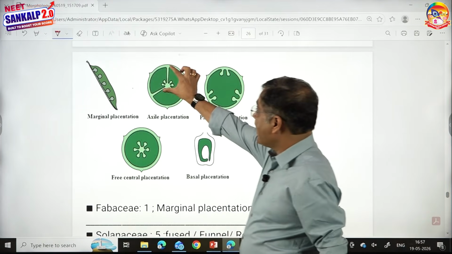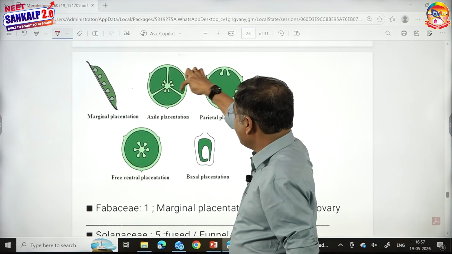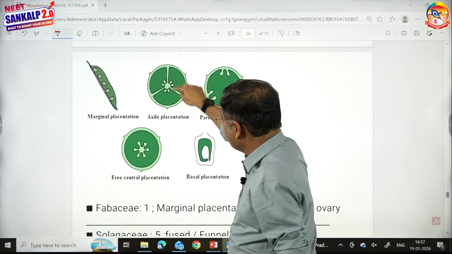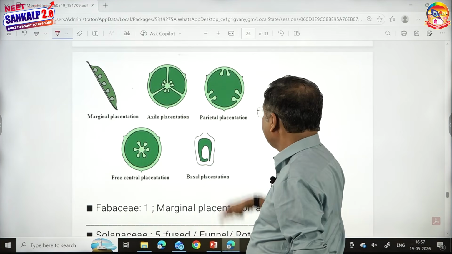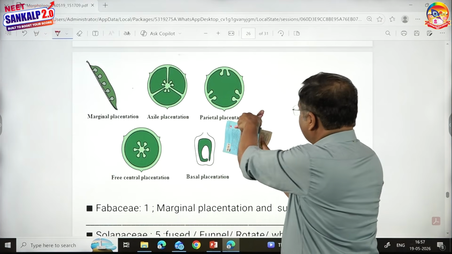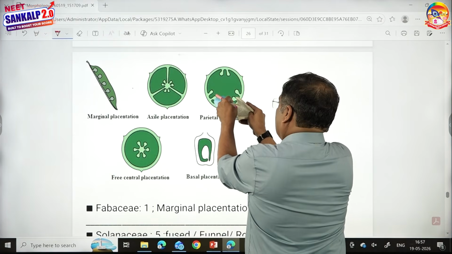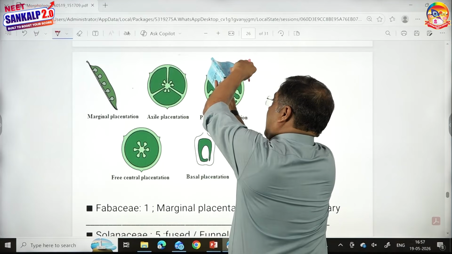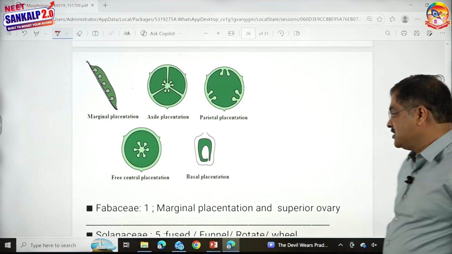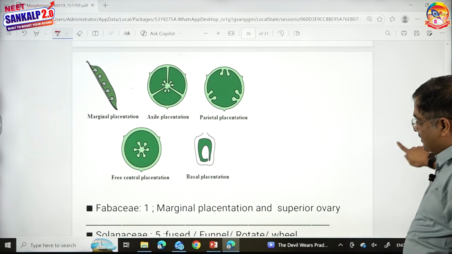All right, this is one carpel, dorsal suture, ventral. One more carpel, dorsal, ventral. One more carpel, dorsal, ventral. When the septa vanish, it becomes free central. This is a carpel, half folded. One more carpel, half folded. This is a dorsal suture. One more carpel, half folded. So this is very easy to remember. That is parietal placentation.